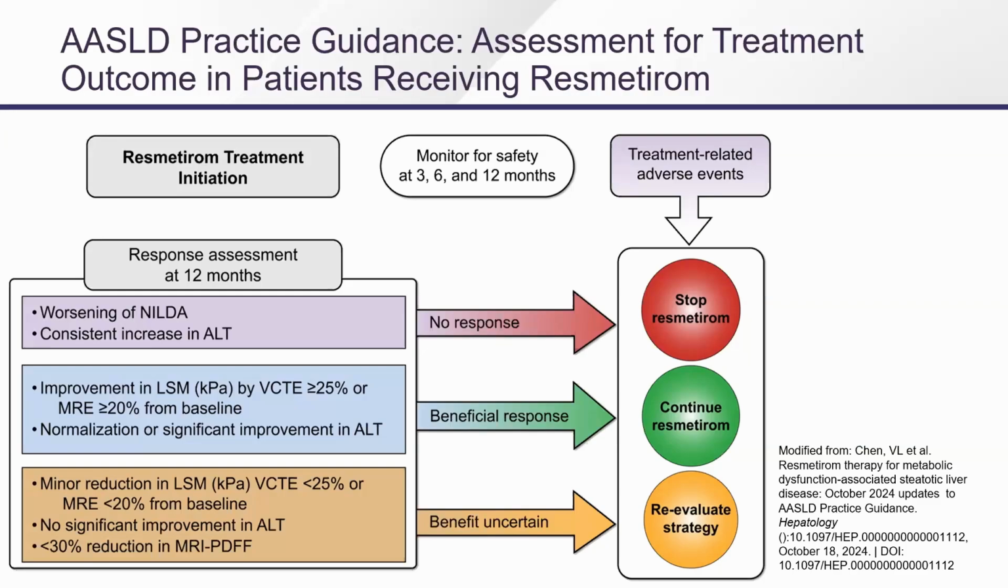And benefit uncertain: you have some reduction, but less than the pre-specified numbers. There's no significant improvement in ALTs, and there's less than 30% reduction in MRI-PDFF. Benefit is uncertain, and you may want to reevaluate your strategy.